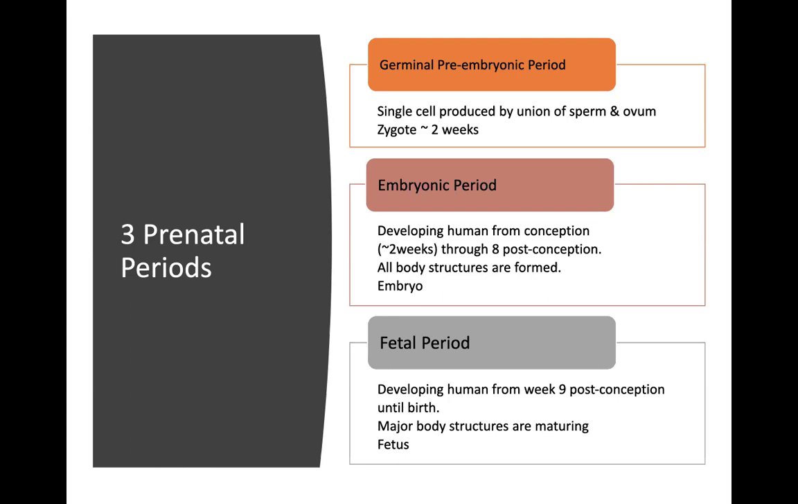Then we have the embryonic period, which is the developing human from conception, approximately 2 weeks, through 8 weeks post-conception, and all body structures are formed and an embryo is formed. And then you have the fetal period, which is the developing human from week 9 post-conception until birth. Major body structures are maturing, and this is known as a fetus.